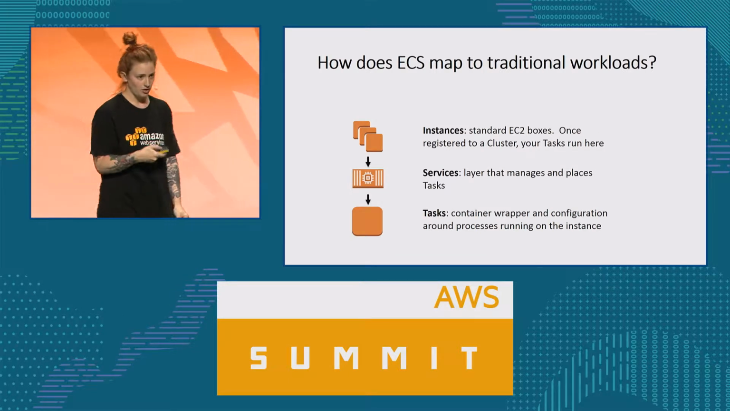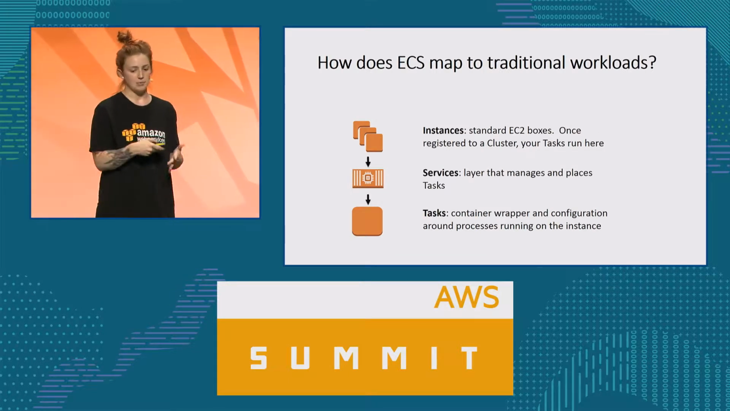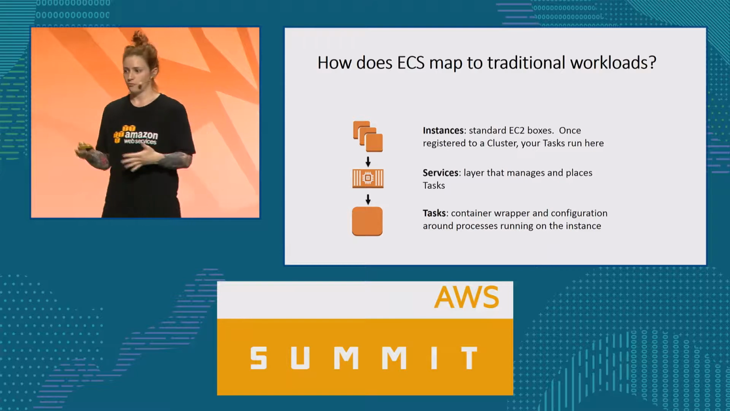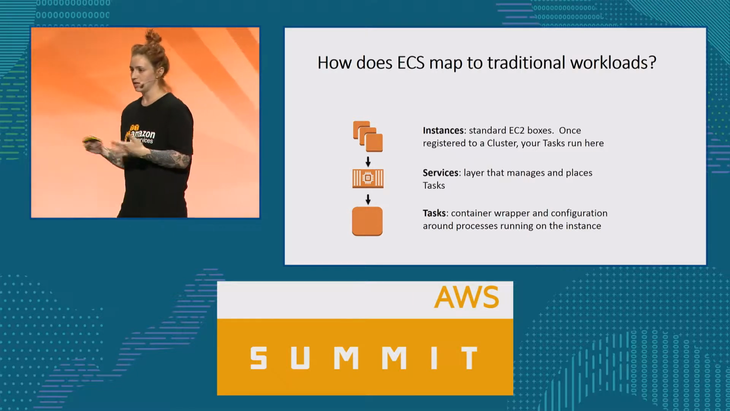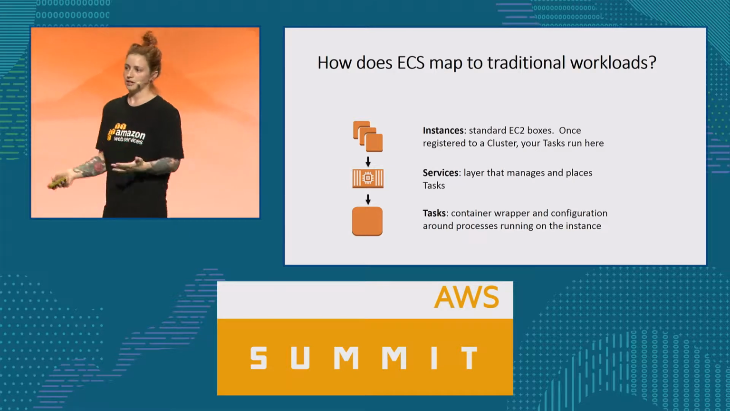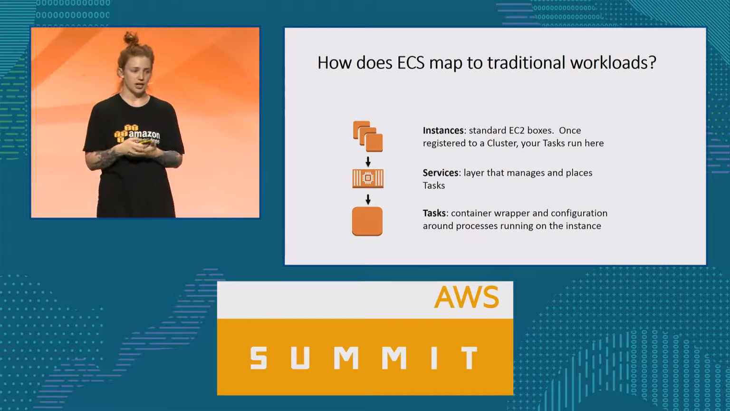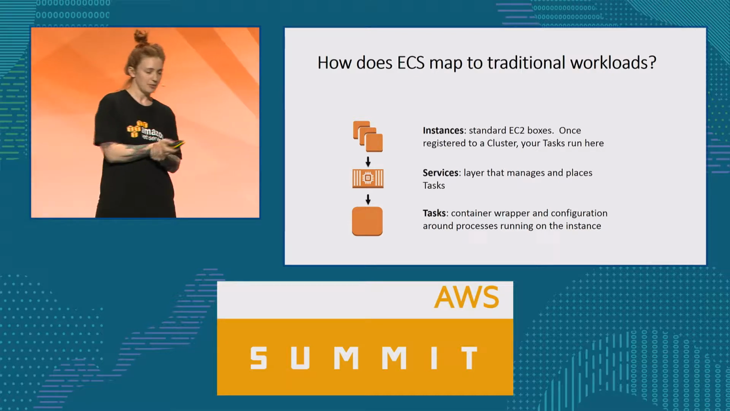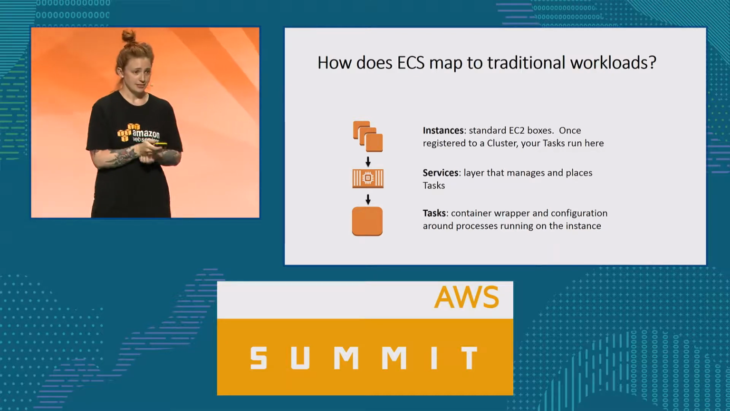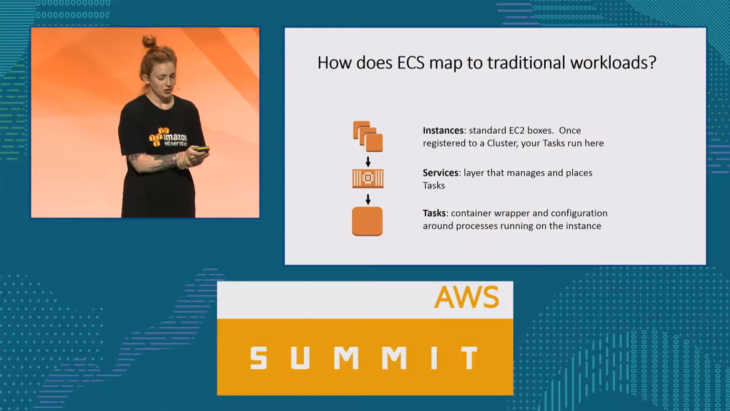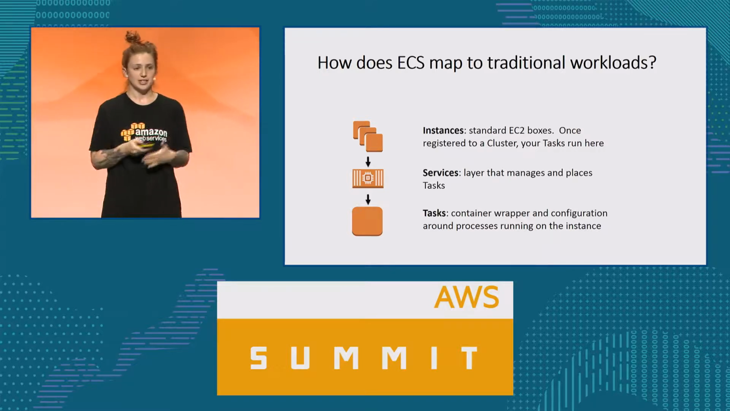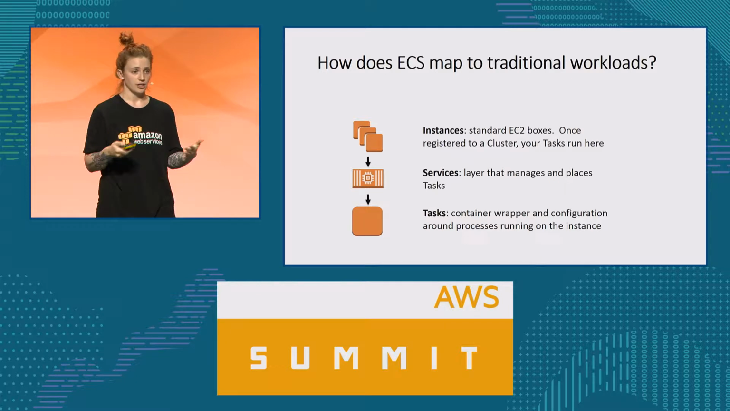So I added this one. I think one of the most common questions that I've gotten about ECS is, how does this map back to traditional workloads that I'm familiar with? ECS sounds great and containers sound great, but how does that tie back to AWS terms that I'm familiar with? So here's a diagram. I made it myself. Instances in ECS, there are no secrets. They are standard EC2 boxes. So once you register them to an ECS cluster, your tasks run here.